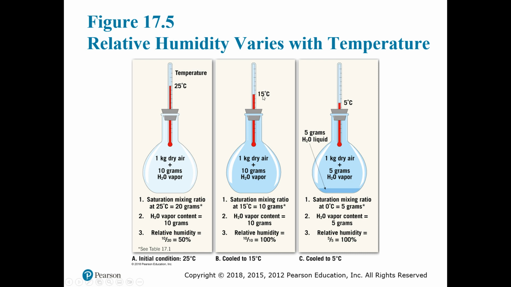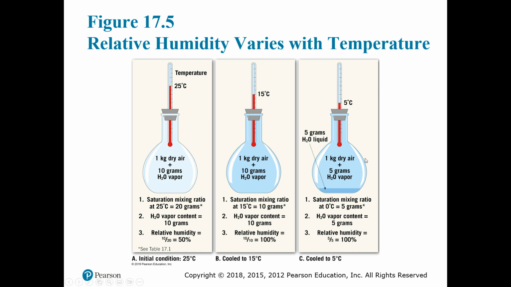But now if we bring this down to 15 degrees Celsius, and if you take a look in your book, this is where that number comes from. This 10 grams is from table 17.1. When you look up how much can the air hold at 15 degrees Celsius, the answer is 10 grams. So now this flask is holding 10 grams out of the 10 grams that it can hold, 10 out of 10. That's 100%.